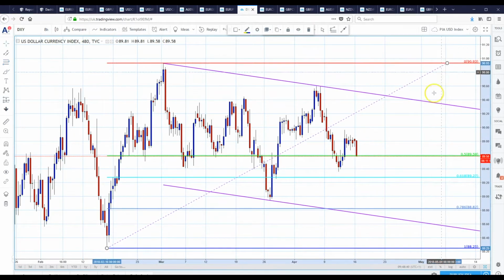We've got the channel base coming in around about 88.75, and that is close to this 78.6% pullback level at 88.82. So we're looking for that to be the main focus for the dollar in the next few days, possibly running into next week.